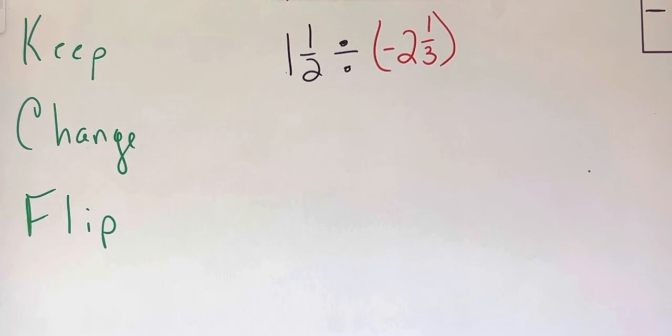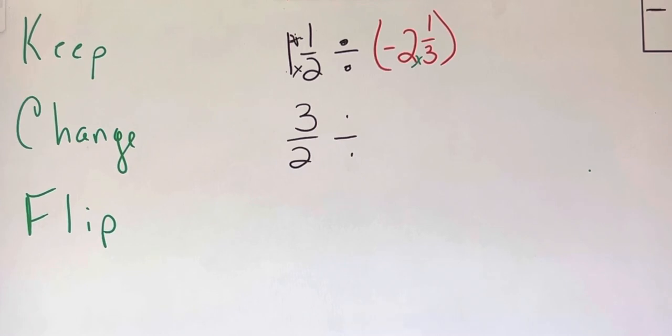I have to change these numbers into improper fractions. And to do that, I have to multiply the denominator by the whole number and then add the numerator. So 2 times 1 is 2, plus 1 is 3, so I have 3 over 2, divided by. Again, I'm going to turn this into an improper fraction. I'm going to take the denominator, multiply it by the whole number. 3 times 2 is 6, and add the number on the top. 6 plus 1 is 7, and we have 7 over 3.